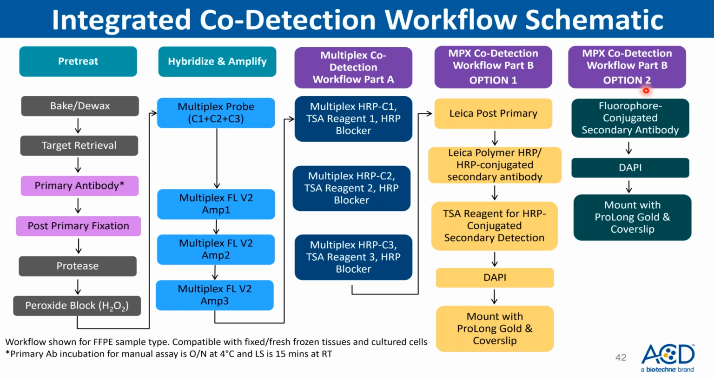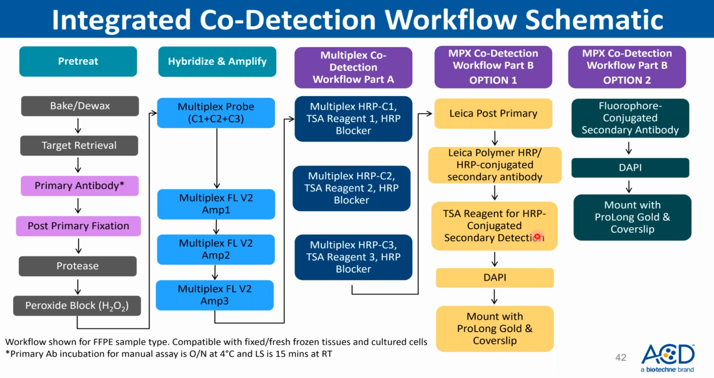Option 2 is where you can use a fluorophore-conjugated antibody or fluorophore-conjugated secondary antibody, which means you do not need to use the TSA reagent for detection. So you would just use the conjugated antibody followed by the DAPI counterstain. You can mount with ProLong Gold and coverslip. So this is the schematic for the ICW workflow for the multiplex fluorescent assay.